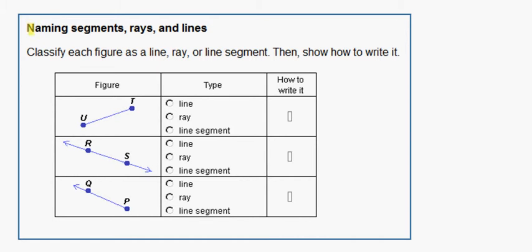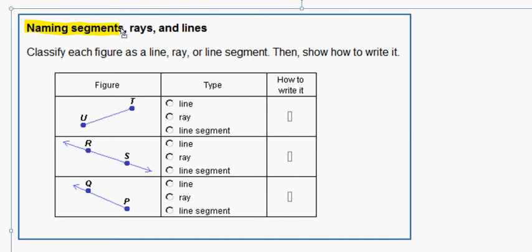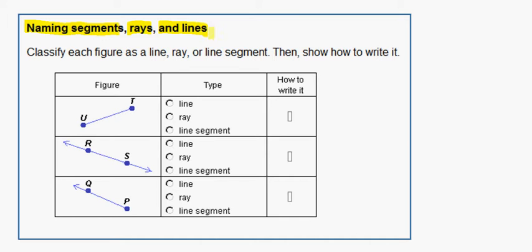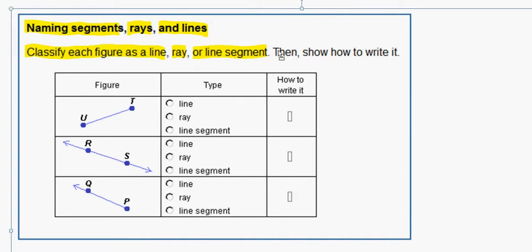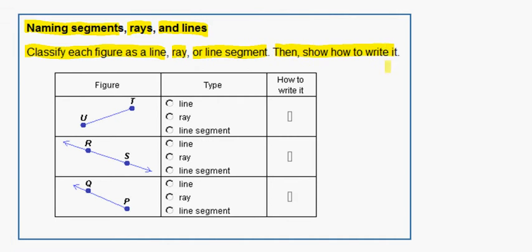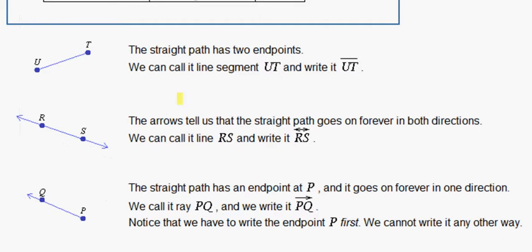In this problem, we are naming segments, rays, and lines. It is asking us to classify each figure as a line, ray, or line segment, then show how to write it. Before we answer our question, let's go over some facts.